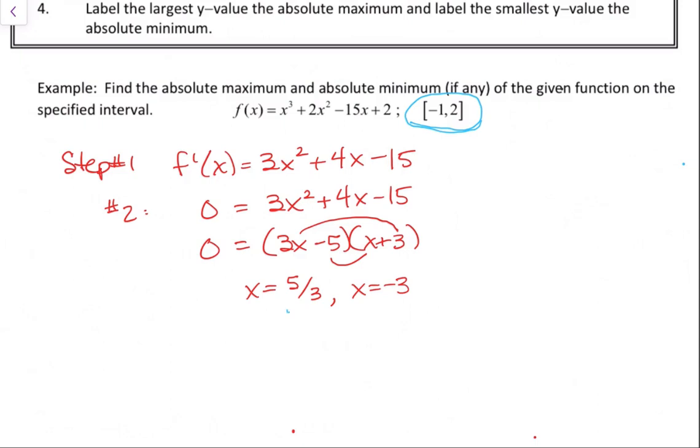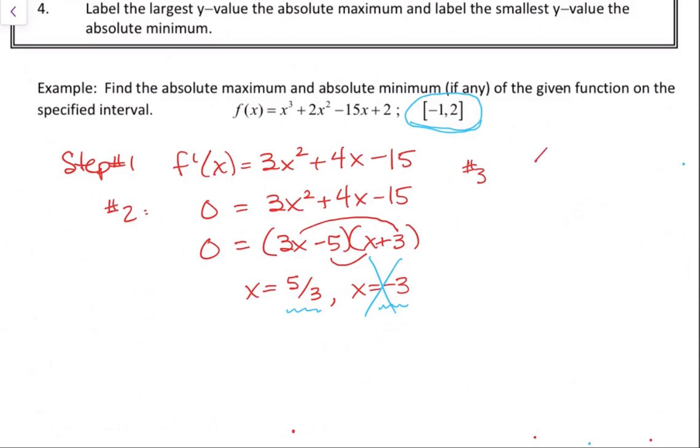So starting with 5/3, 5/3 lies between -1 and 2. So I keep that one. -3 is outside of that interval, so I'm going to eliminate that critical value from consideration. Now, step number 3 is we want to form a little chart of y values.